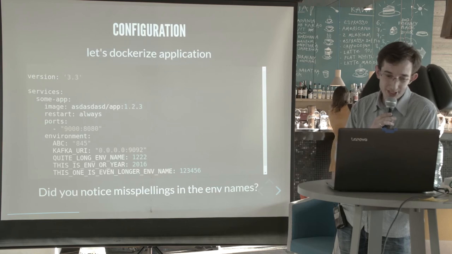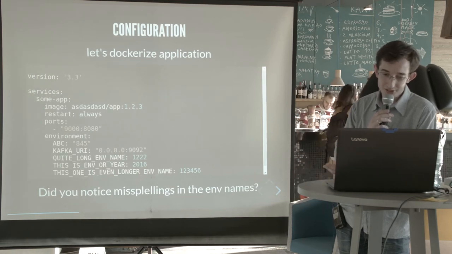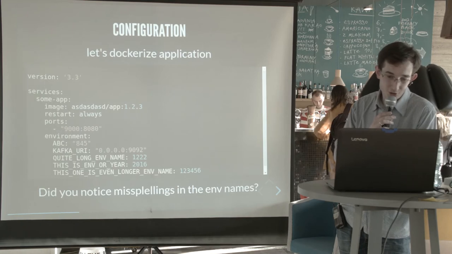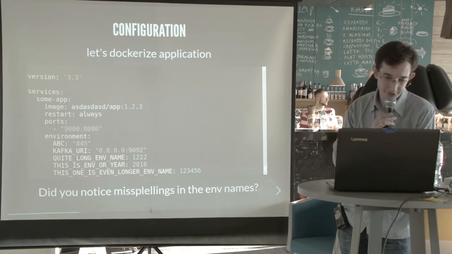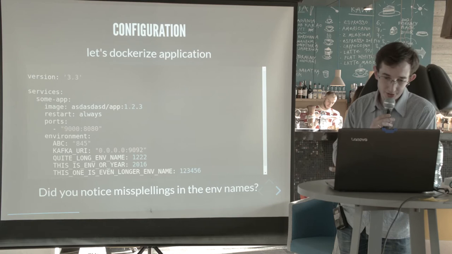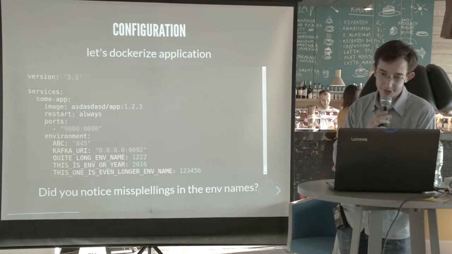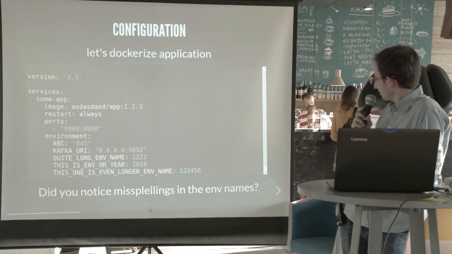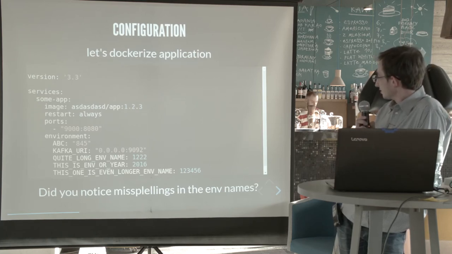What's more, you can misspell a variable not only inside the docker-compose.yaml file, but also in the application.conf file, inside application code. Just have a look at the example. People tend to make mistakes, misspellings, and some of those mistakes are not caught by reviews done by other people. This is why we should be notified by machines, by computers, and our task is to enable them to notify us. By the way, did you notice misspellings in the env names? Yes, right.